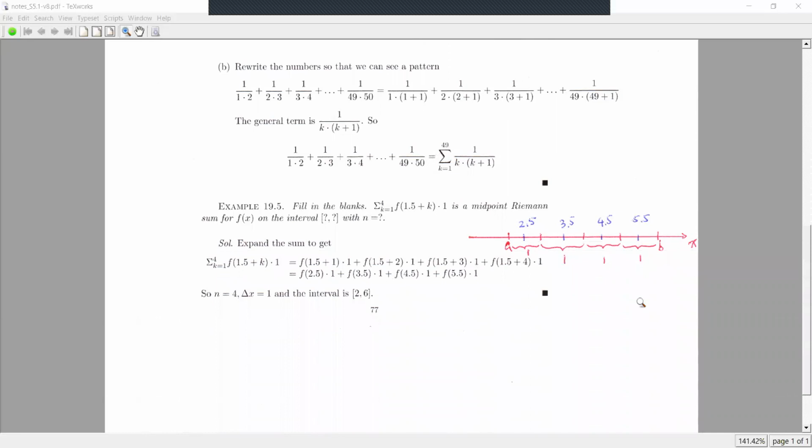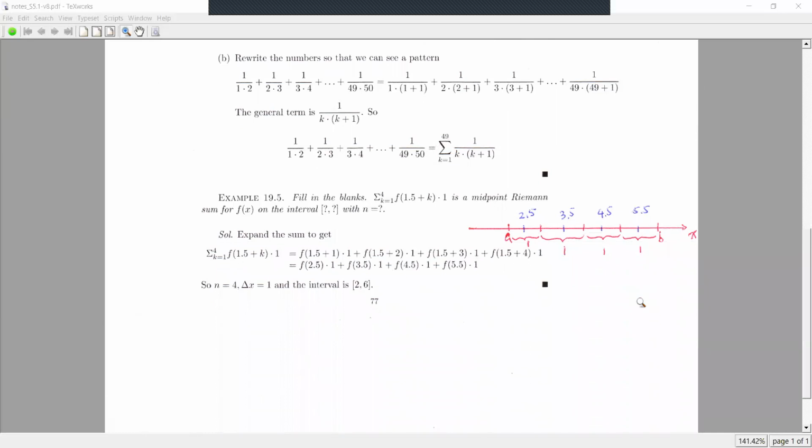Example number 5. This is the last example today. Okay. Fill in the blanks. Here, blanks. What is this number? What is this number? Okay. Fill in the blanks. We have a sum. This sum is a midpoint Riemann sum for function f over some interval with n. This n is the number of rectangles.